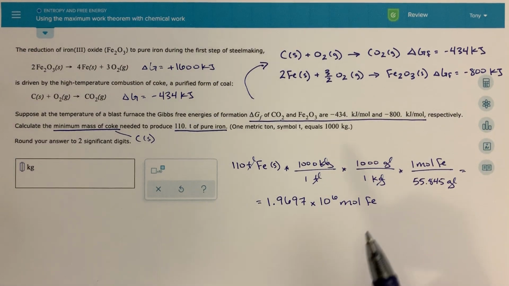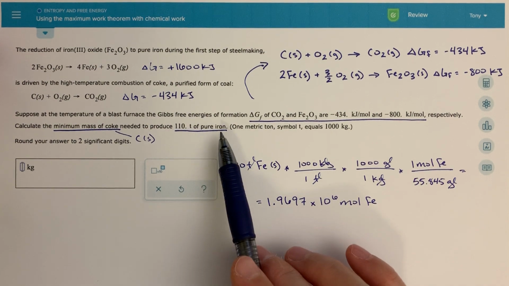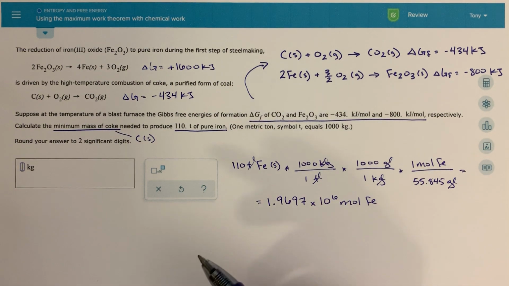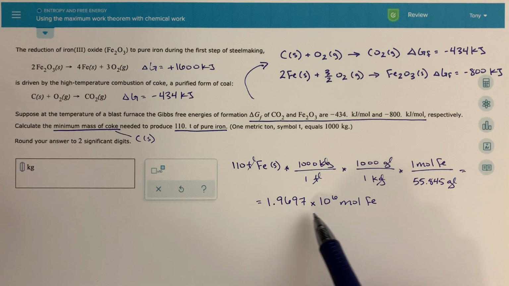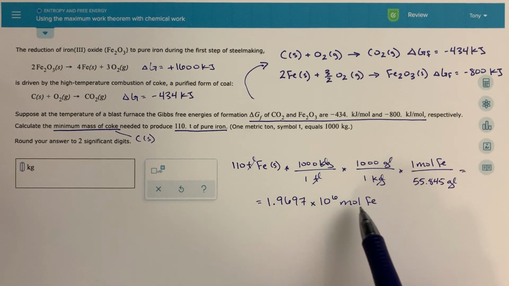So again, my first conversion here is basically saying they're asking me to produce 110 tons of pure iron. I know that this top reaction is going to govern how much energy that's going to require to produce that iron. So therefore, I'm going to figure out how many moles. Just doing this dimensional analysis will get me to my number of moles of iron.